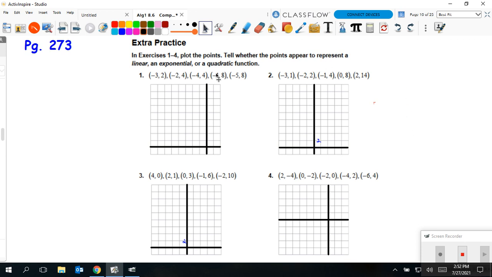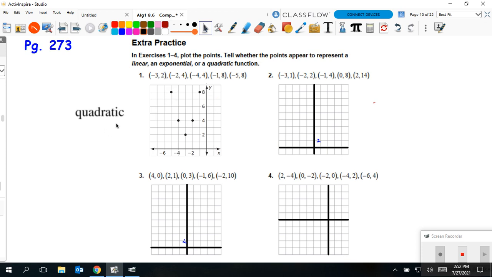All right, so you should have paused the video. You should have 1 through 4 done. Number 1, if you plot the points, they look like this. That is definitely a quadratic function. As you can see, the U shape. On number 2, with this y-axis going by 2s here, it plots out like this. So it's just going up like that. So it's definitely an exponential function.